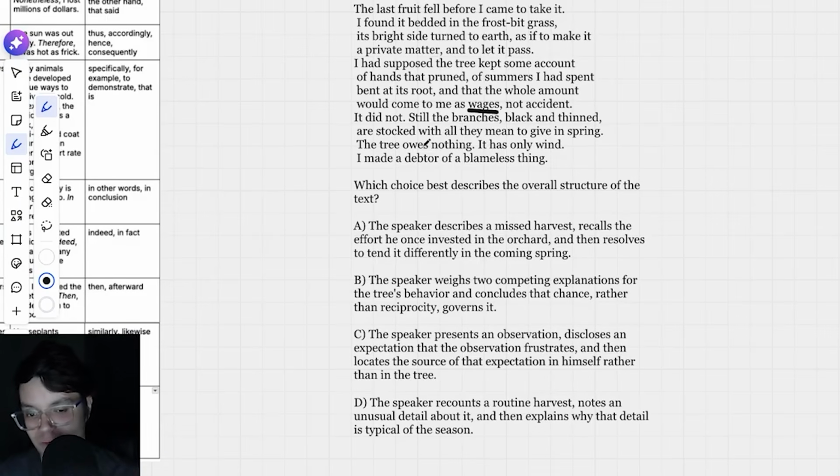"It has no memory of anything. It has only wind." Okay, so it's just the wind. Like people say, it must have just been the wind. "I made a debtor of a blameless thing." So the tree does not owe you anything. It's just a tree. It's just a tree, bro.